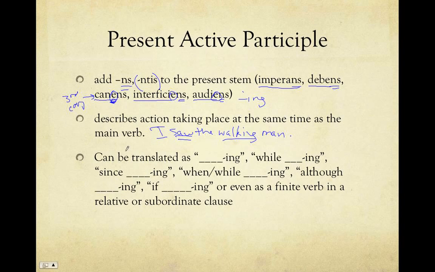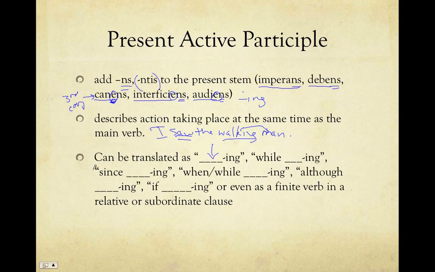And the Latin present active participle can be translated in a number of different ways. We can just use this simple -ing ending, right? So walking. Or we could translate the same sentence, I saw the man while walking. Now, because in this sentence, walking is modifying man, there's no ambiguity. It wasn't I that was walking, it was the man that was walking. So I saw the man while walking, or while he was walking.